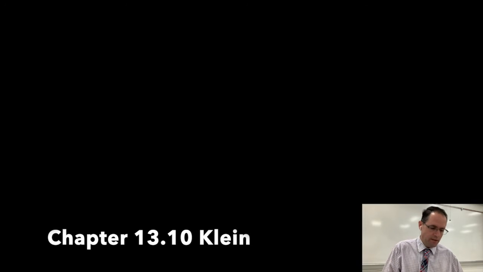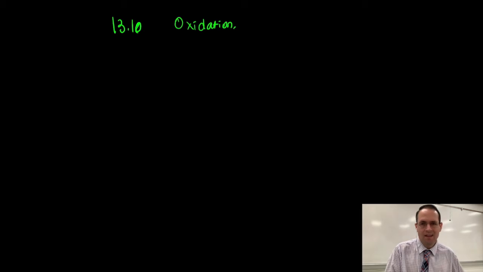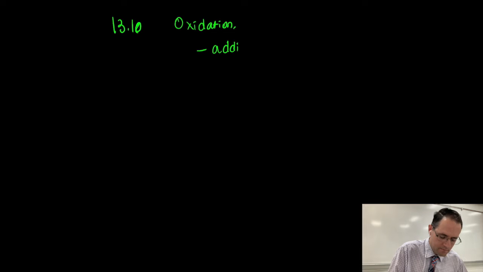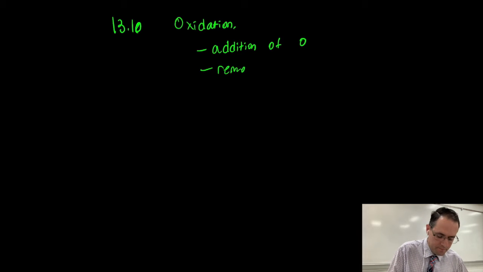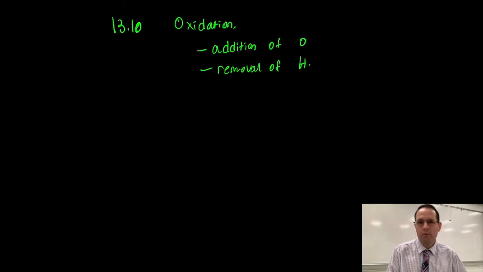Section 13.10 is all about oxidations. Oxidation can be very simply defined as the addition of oxygen or the removal of hydrogen. When we oxidize alcohols, we're mostly going to be talking about the removal of hydrogen.